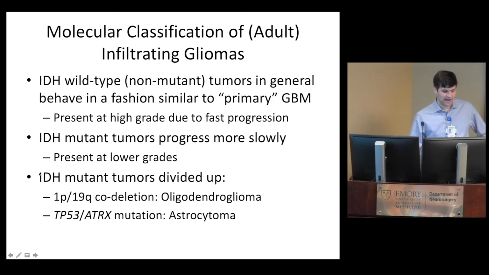And then once you have an IDH mutation in a tumor, you divide them up based upon the presence or absence fundamentally of a whole arm 1p19q codeletion. So loss of 1p and loss of 19q, the whole arm. And if you have that, you call it an oligodendroglioma. And if you don't, you would call it an astrocytoma. And typically, IDH mutant astrocytomas will also show mutations in TP53 and ATRX.